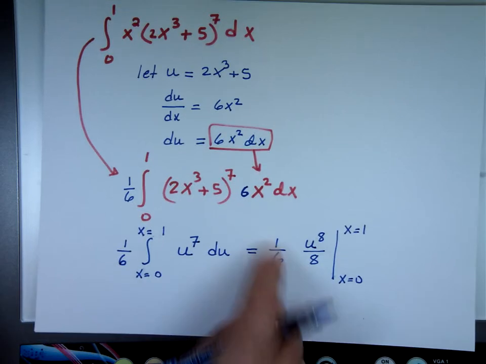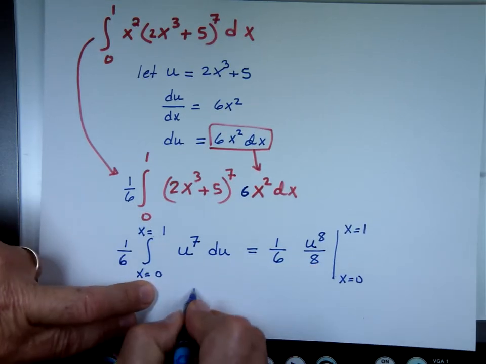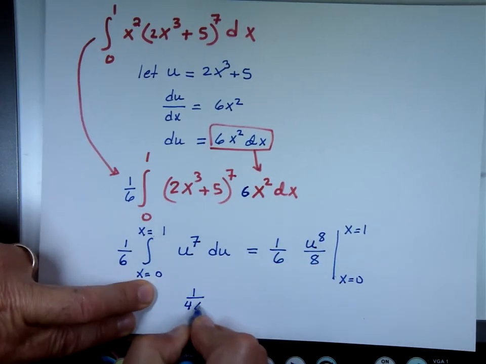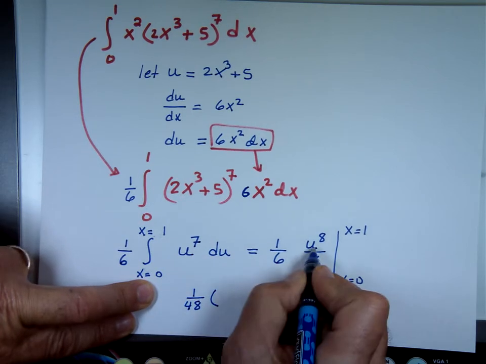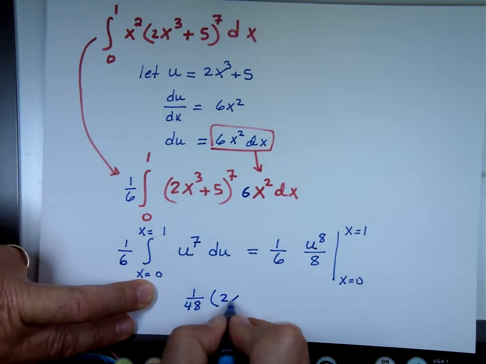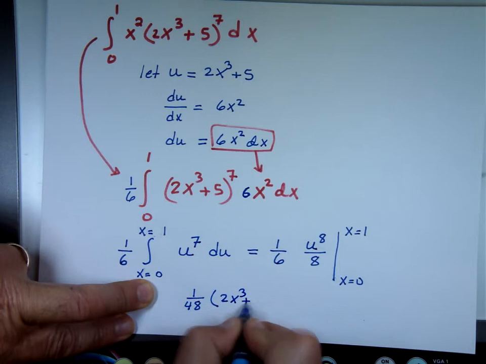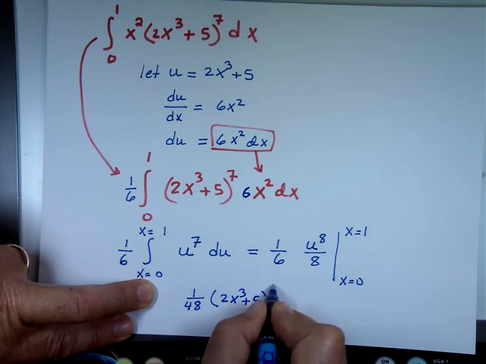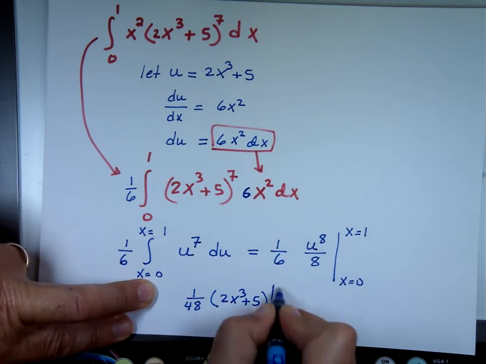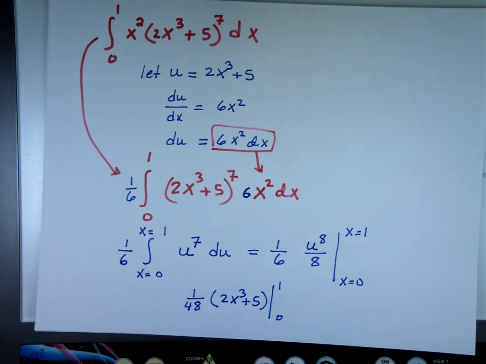One, 6, and 8, is that 1 over 48? And that'll be, let's replace u by what? 2x cubed plus 5. Now I can say as x goes from 0 to 1, because now I have x. I don't have to say x equals, because the function has x in it. And now you plug in your upper limit minus your lower limit.